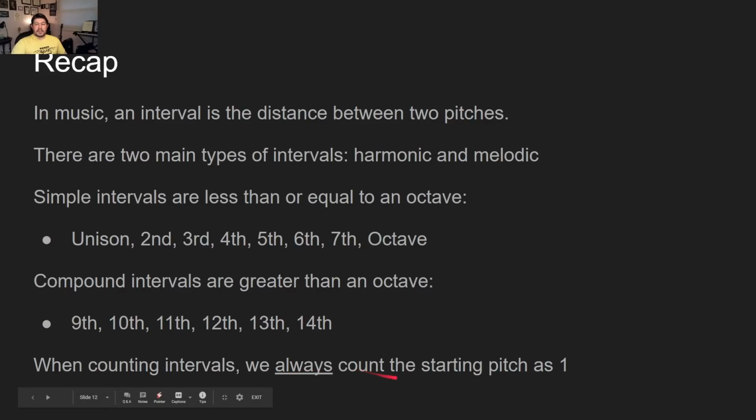We always start counting on the first pitch that we have as number one. So that means that we are always going to have one through whatever. We always have to have that starting there. Okay? All right. Hopefully you've got this now.